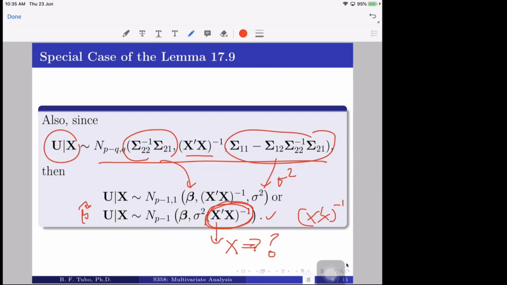Any idea? Our usual case, well, beta hat conditioned on your x is usually normal with beta and sigma squared I only. But when there is an x that does not satisfy something, this x prime x inverse component appears. When does that happen? What does x fail to satisfy? Any idea? Yes, ma'am. What is your idea? Our usual case, when we have beta hat, it is unbiased, beta indeed.